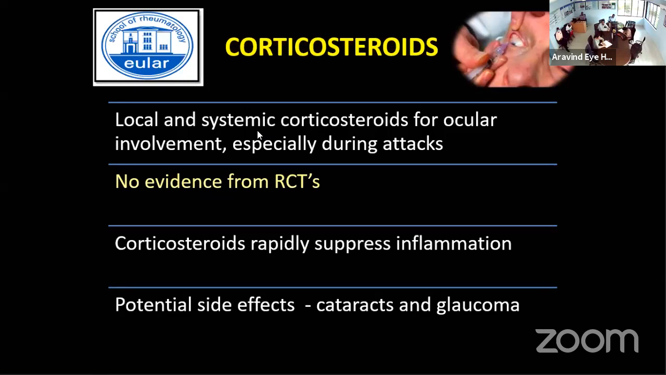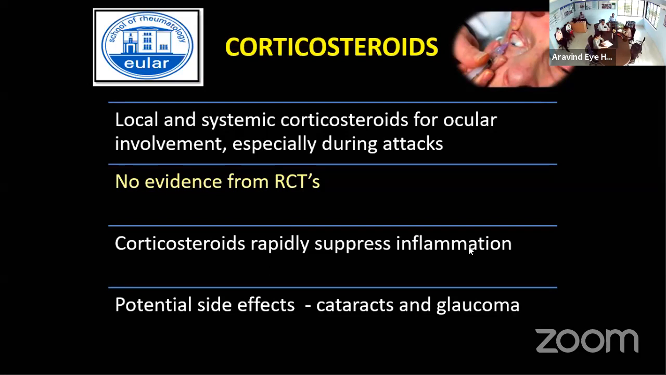Again, as per EULAR, corticosteroids also have a role. But the beauty of corticosteroid is that no one has done a randomized controlled trial to prove that corticosteroids are the first line drug in any sort of aggressive uveitis condition. The reason is very simple. You don't do a randomized controlled trial telling that the sun always rises in the east and always sets in the west. If you do an RCT, everybody will start laughing at you.